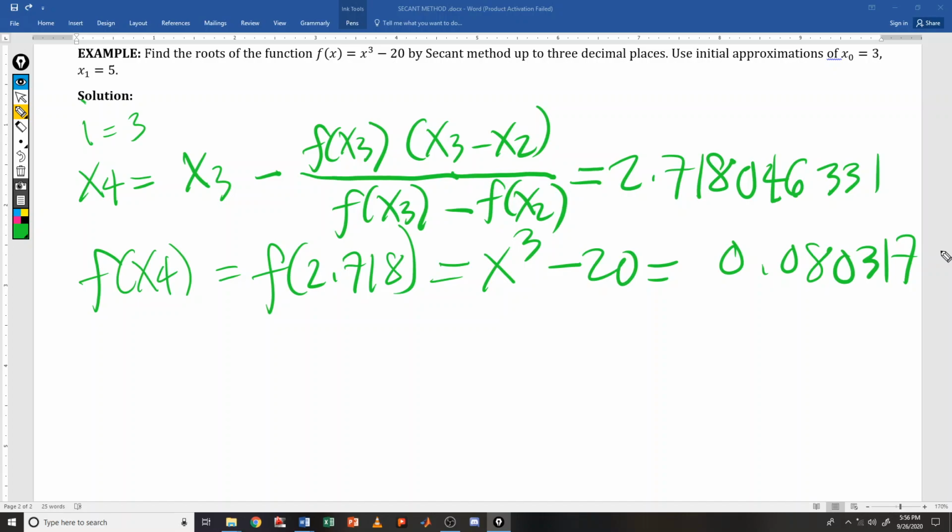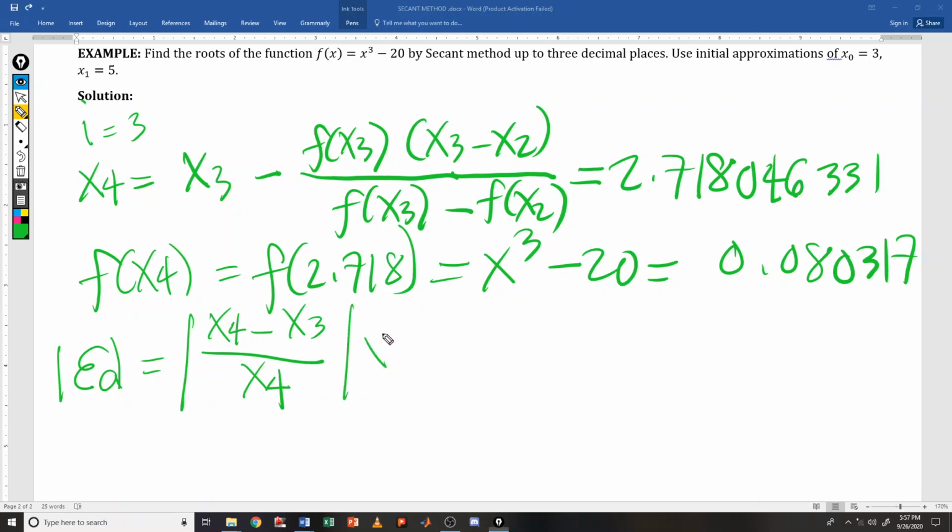Okay, so again, if we get the error, the absolute error is equal to the absolute value of x4 minus x3 over x4 times 100. We get the value of 2.54%.